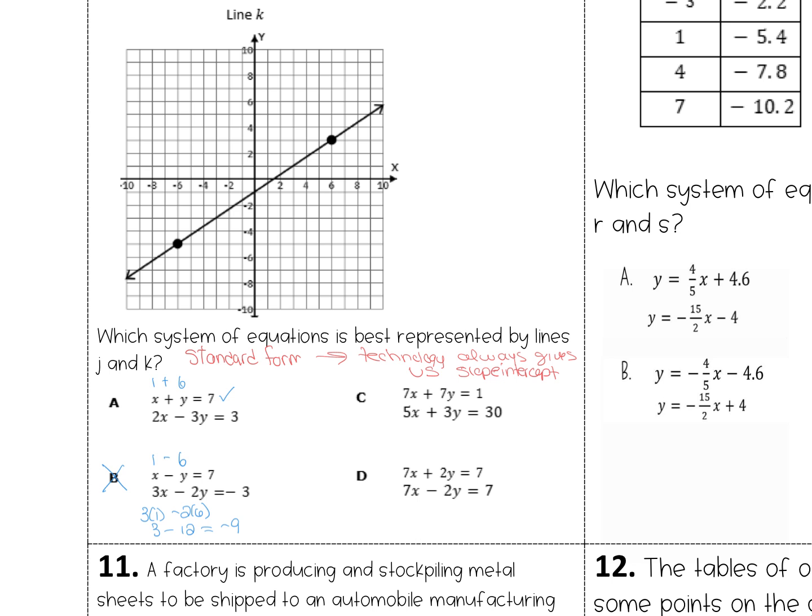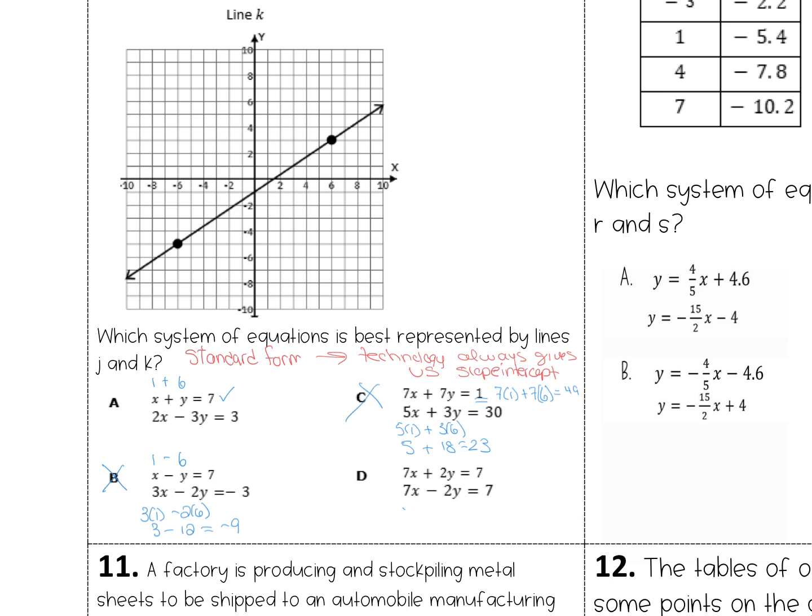If I try this one, I'm going to get 7 times 1 plus 7 times 6. If I type that in the calculator, that's going to be 49. 5 times 1 plus 3 times 6 is 5 plus 18. That makes 23. So this one doesn't work.